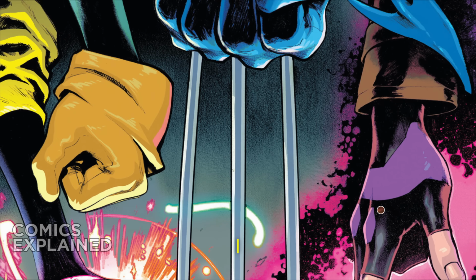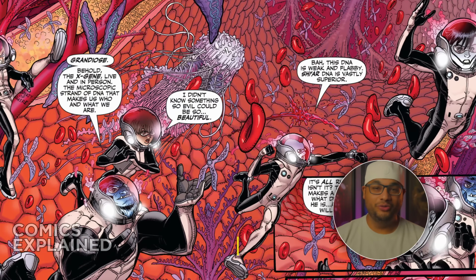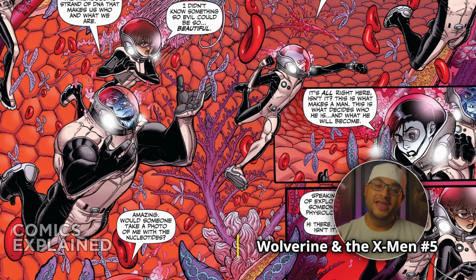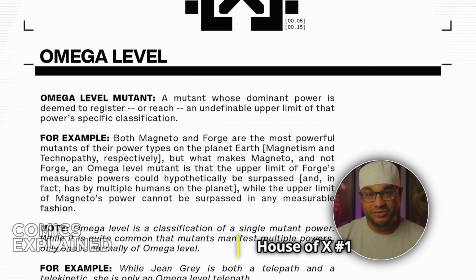This is, of course, a course about mutants in Marvel Comics. And so in this lesson, what we're going to do is run over the X gene, what it is, how it works, as well as the new power hierarchy for mutants in Marvel Comics, i.e., who the most powerful mutants in Marvel are, and what it is that makes them so powerful.